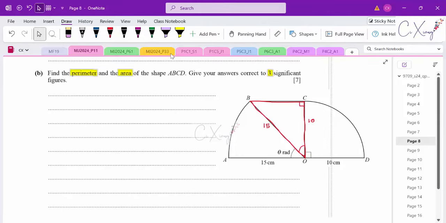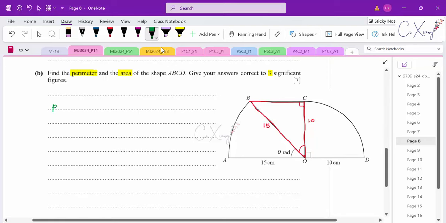Okay, so to find the perimeter, how to find the perimeter? So basically, you need to add all the lengths for the different parts. Okay, so let's start with perimeter first, yeah? For perimeter, I'm going to use the length AD plus BC plus the arc AB, then plus the arc CD.